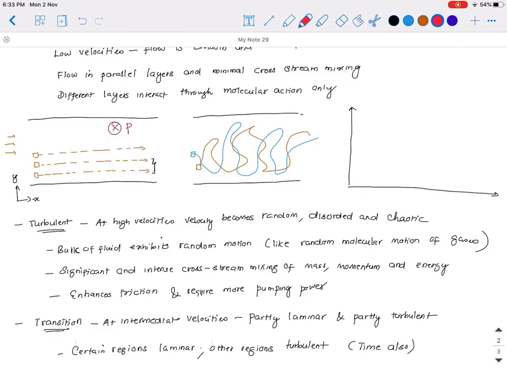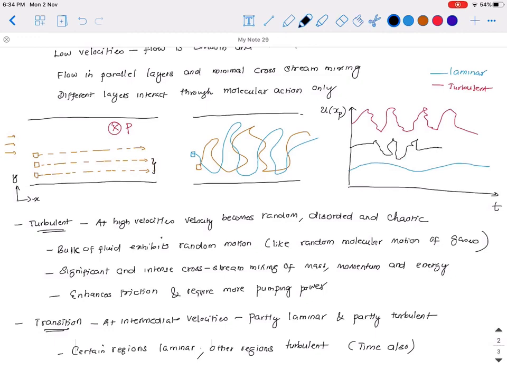If we plot velocity at that point P with respect to time, laminar flow will have a very smooth variation. Turbulent flow, on the other hand, will be chaotic. This is turbulent flow. The transition flow will be smooth at some times and chaotic at other times, then it may become smooth and again chaotic. So this is transition.